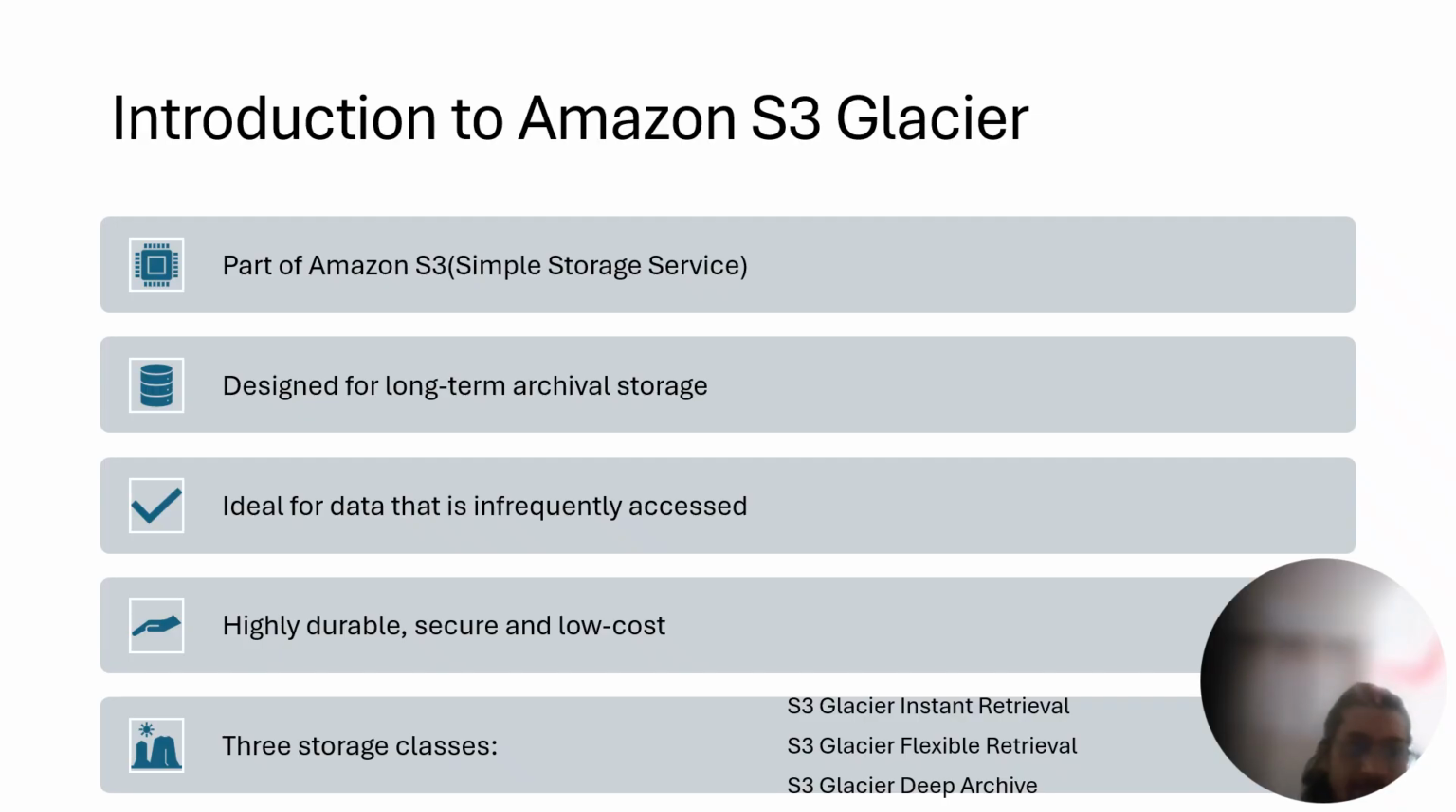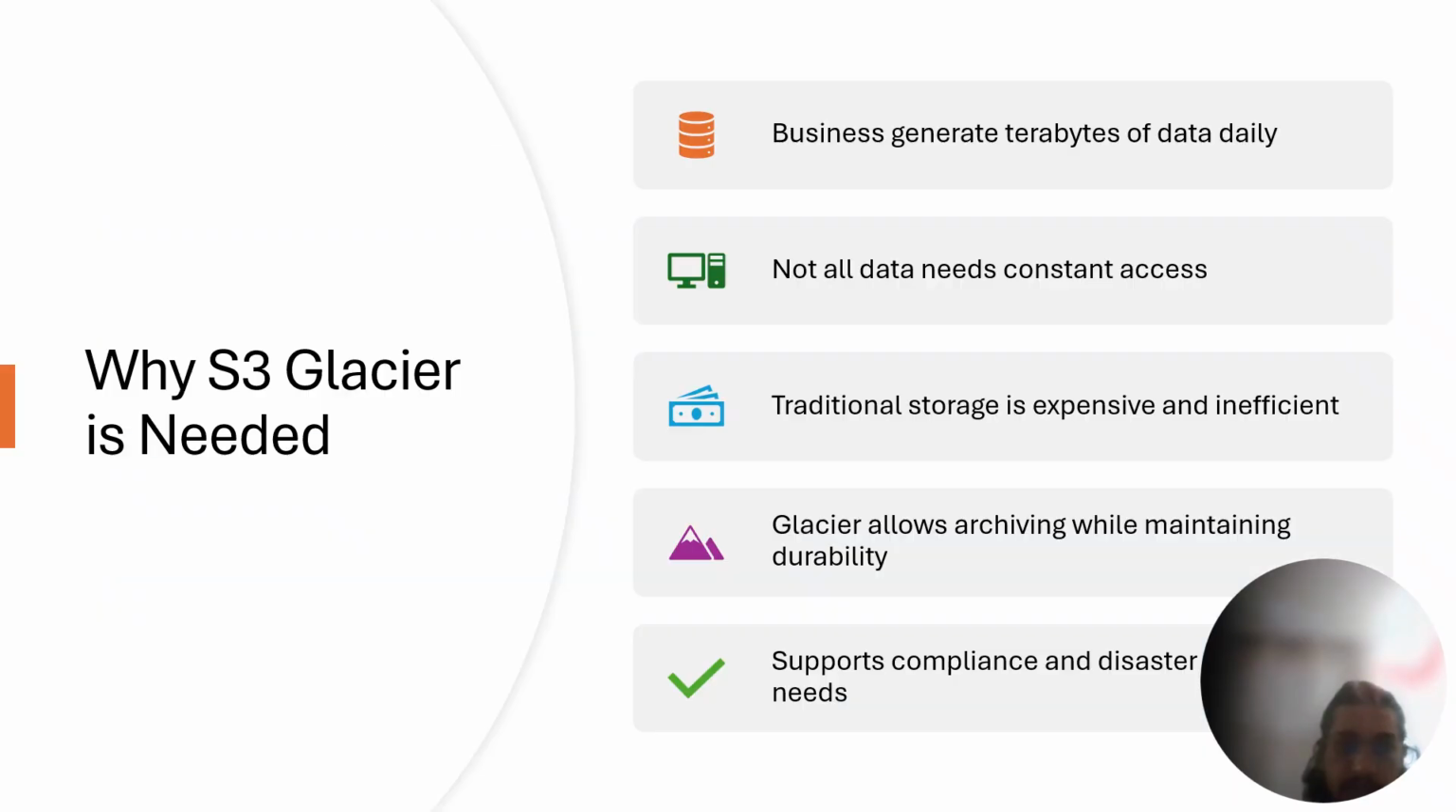So let's start with the introduction to Amazon Glacier. S3 Glacier is part of the Amazon Simple Storage Service. It's designed especially for archiving and long-term backups of data that is rarely accessed. It's a perfect choice for organizations looking to store a large volume of data securely and affordably without paying the high cost of standard S3 storage. AWS provides three main Glacier classes: S3 Glacier Instant Retrieval, S3 Glacier Flexible Retrieval, and S3 Glacier Deep Archive. We'll be discussing these later in detail.